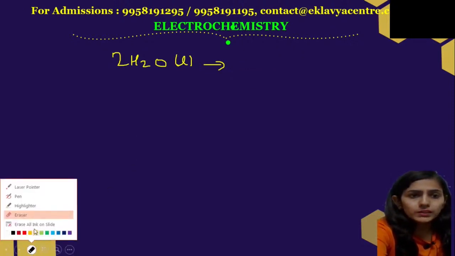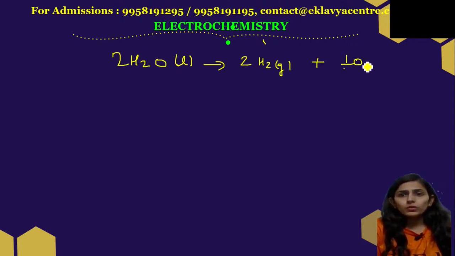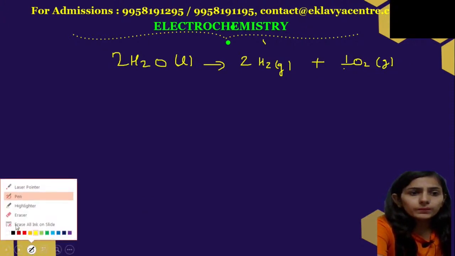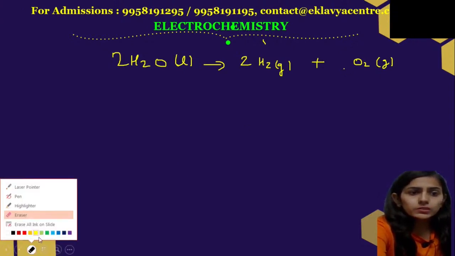Two moles of water gives me twice of hydrogen gas plus 1 mole of oxygen gas. Yes, bachche, this is 1 mole of oxygen gas, right? This is nothing but the electrolysis of water. 2 moles of water gives us 2 moles of H2 gas plus 1 mole of oxygen gas.